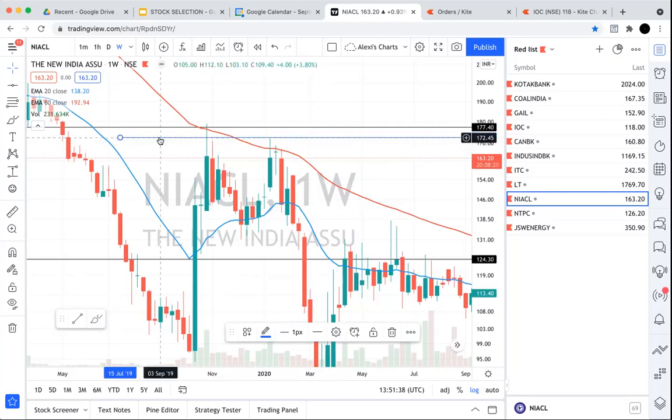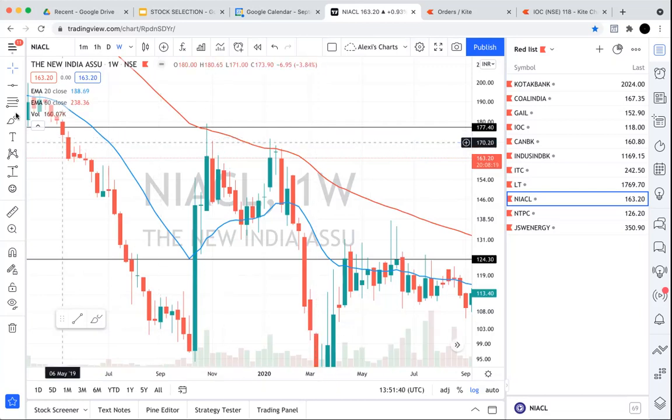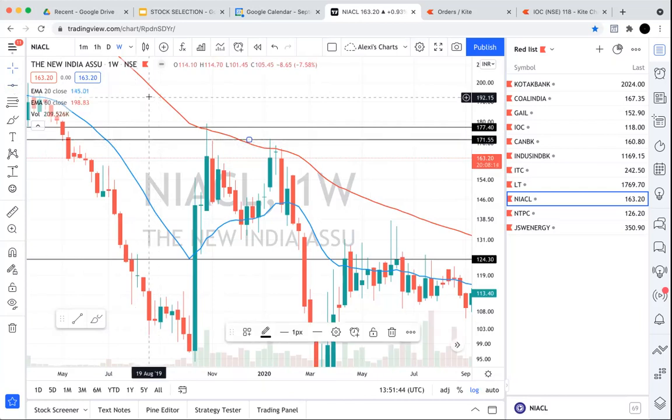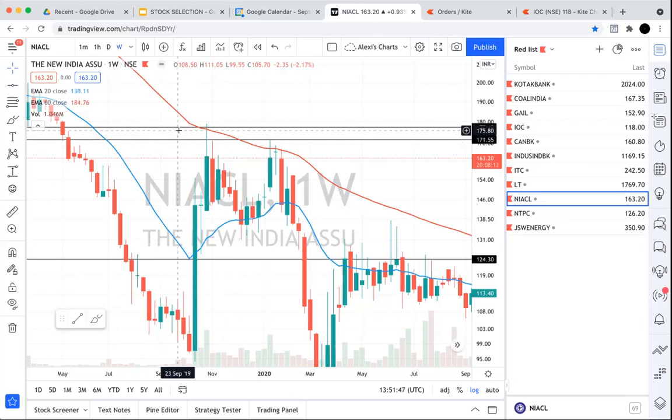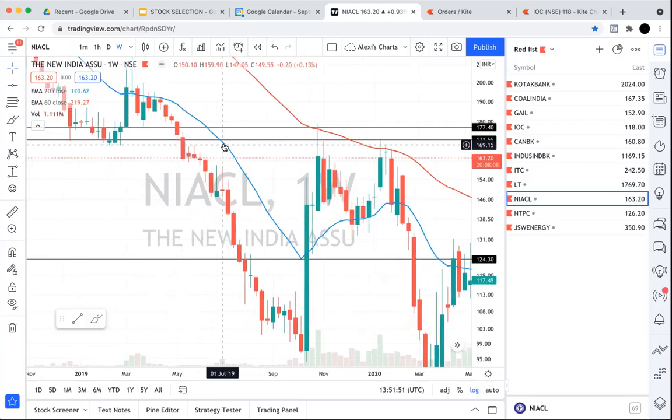Now, let me get rid of this. This wasn't a full line. I'll draw a separate one. And here it is. All right. So it's basically a range between these two. So 3, 4, 5 times it's been respected.